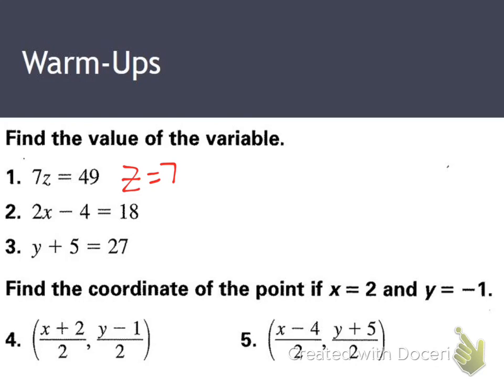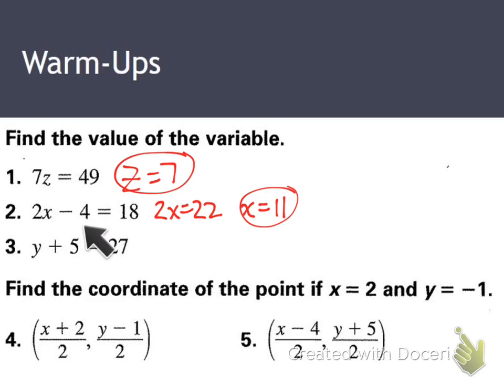I want you to tell me how you got the answer and then what the answer is. Okay, so we had to add the 4 first to both sides, then divide. We get x equals 11. What about number 3? Subtract 5 from both sides, and we get y equals 22.